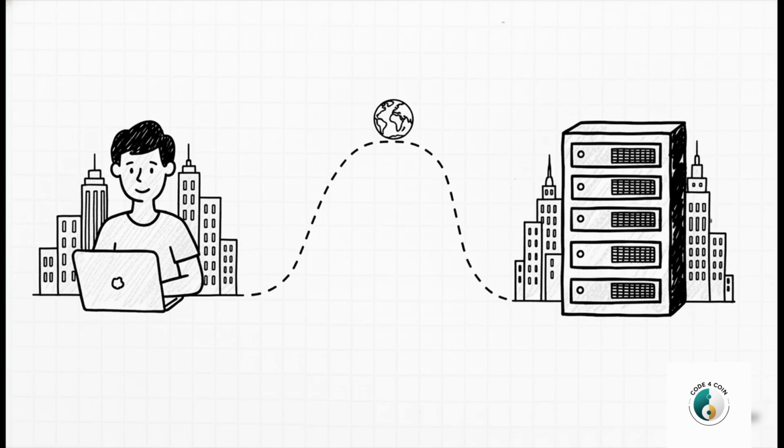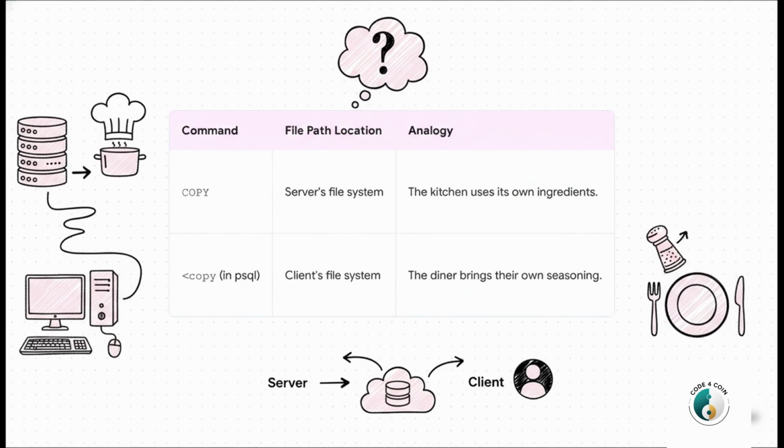So just remember, the guest and the restaurant, they don't have to be in the same building or even the same city. In fact, your client application could be running on your laptop right here, while the Postgres server is running on some massive machine in a data center thousands of miles away. It doesn't matter. They just talk to each other over the network. And this separation, this is what leads to a classic gotcha moment.